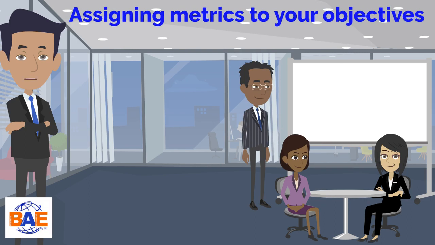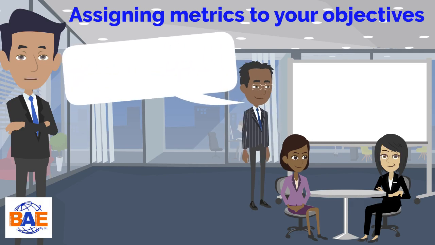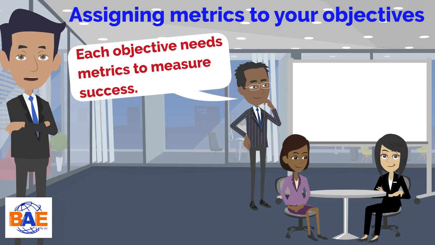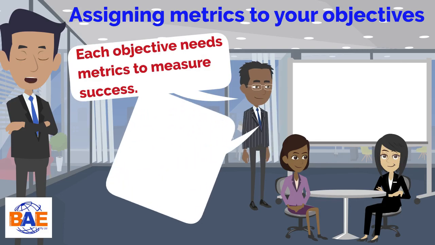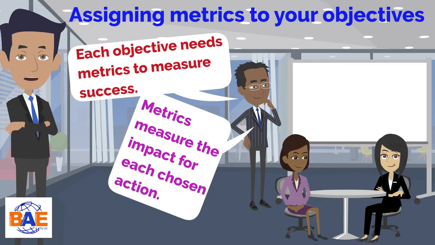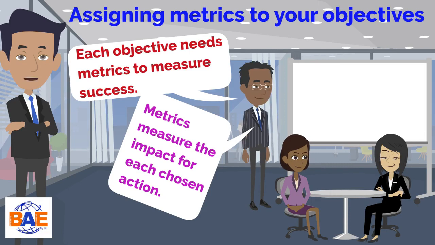Another important step in formulating the business objectives to include in the business case is assigning metrics to your objectives. The next step is to identify metrics for each of the objectives you've identified. Later, once you've determined your alternatives, you'll use these metrics to measure the impact of each course of action on your chosen objectives.